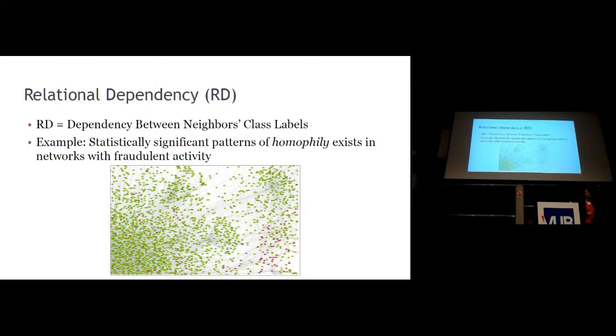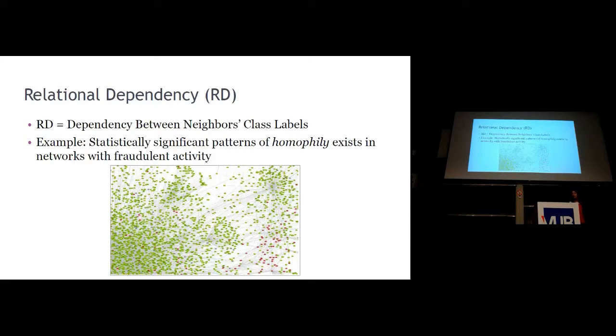So if you want to do learning, you have to rely on some dependencies that you're either going to learn or you're going to assume. In a complex network, it's relational dependency. So basically the fact that my label and my neighbors' labels are dependent on each other. And so we see this a lot in real-world complex networks.